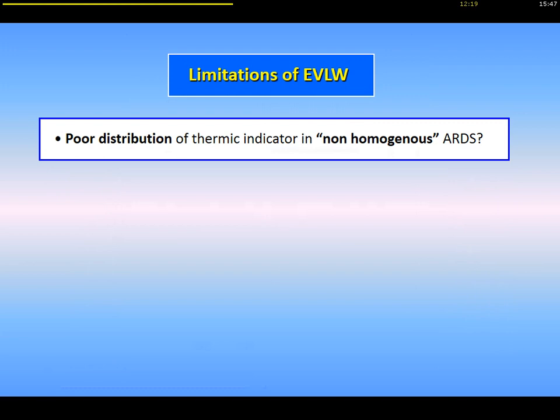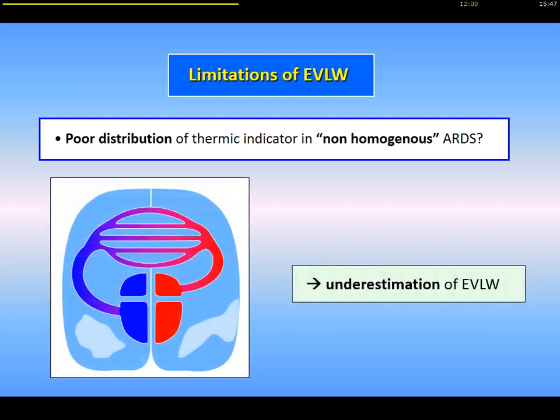I will skip this. There are some limitations of using extravascular lung water in theory. In theory, there is a poor distribution of the thermal indicator in non-homogeneous ARDS lungs. So in this case, you should have some, I would say, underestimation of the true extravascular lung water just by measuring this variable. But in practice, it's not true, and many ARDS studies show that extravascular lung water is a good marker.